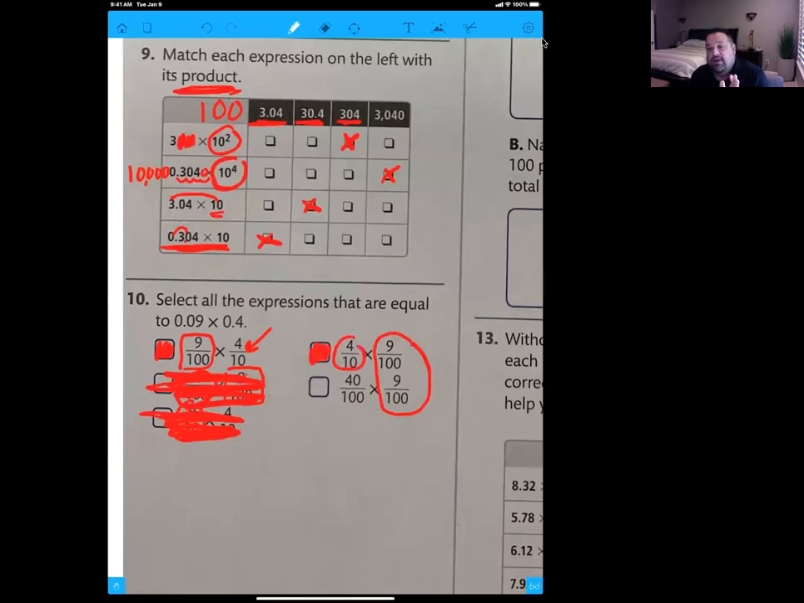Now here's the trick. 40 hundredths reduces. Remember, when you see a 0 here and a 0 here, you can wipe them out. And then what does that equal? 4 tenths. So that one would count too. This is the one that gets us the problem wrong. You can't just throw them out for no reason. You have to figure out if they reduce, right?